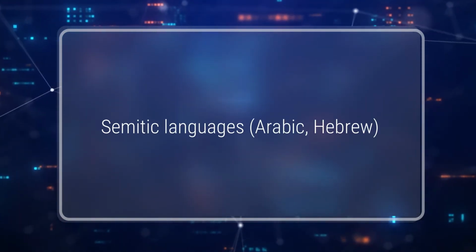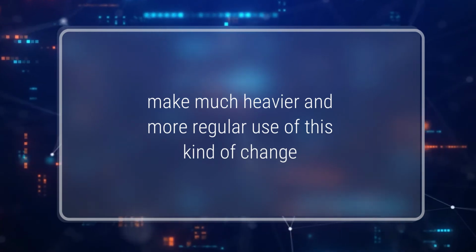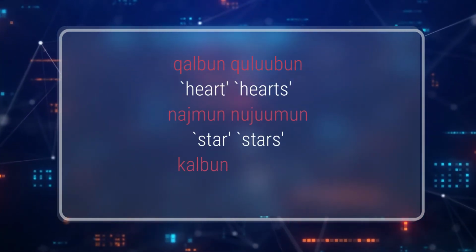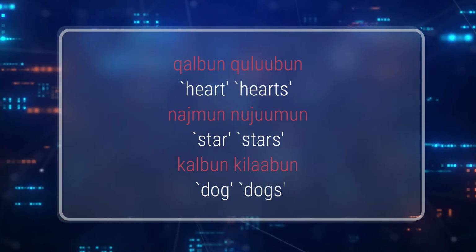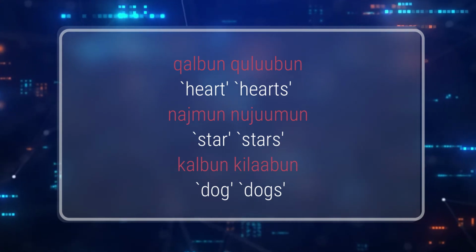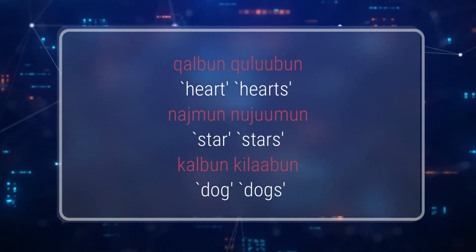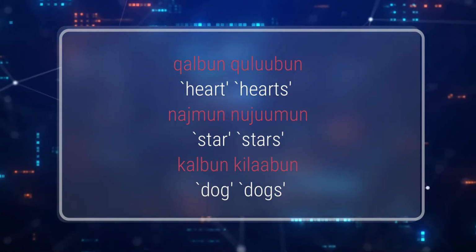But other languages, like the Semitic languages Arabic and Hebrew, make much heavier and more regular use of this kind of change. For example, in Arabic, the language of some 250 million speakers, kalbun is heart, kulubun, hearts, najmun, star, nujumun, stars, kalbun, dog, kilabun, dogs.